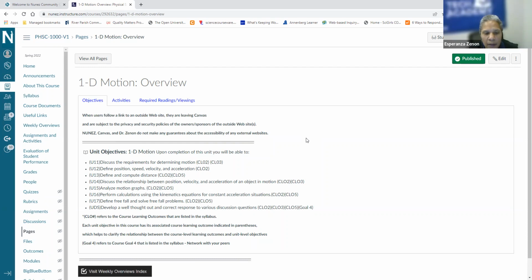And we'll look at the relationship between those properties. We'll look at motion graphs, because we can also use graphs to describe a moving object. And then, of course, we can always describe that moving object using calculations and equations, right? We'll look at a particular type of 1D motion, free fall. And we'll get an understanding of what that is and how we describe a moving object that is in free fall.